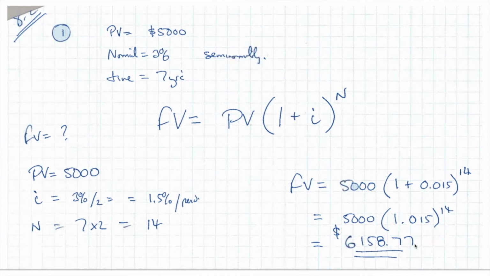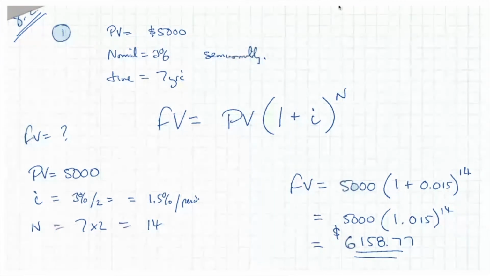And we'll get $6,158.77. So all this is saying to us is, if we put $5,000 in an investment that earns 3% annual rate of interest that compounds semi-annually, after 7 years, we'll have $6,158.77 there. Okay. Any questions? How did you plug that into the calculator? I can't come up with the same answer.